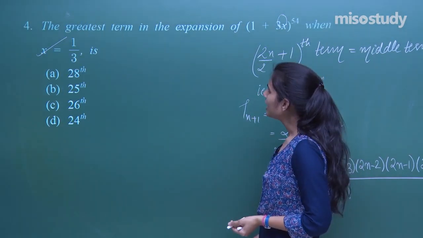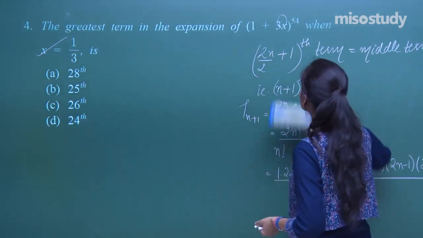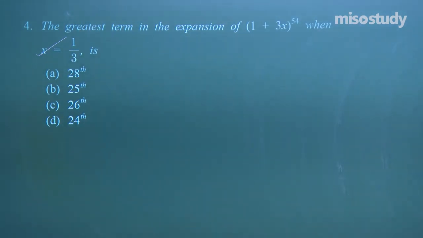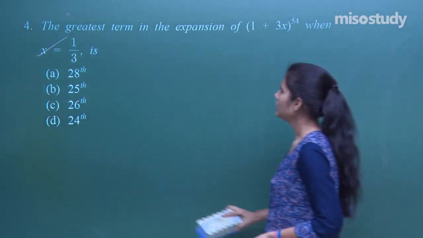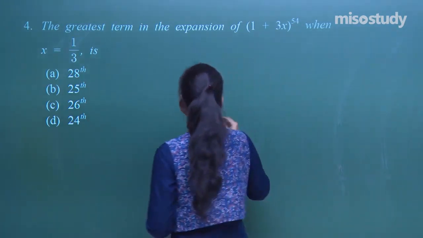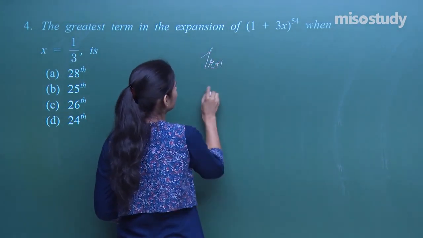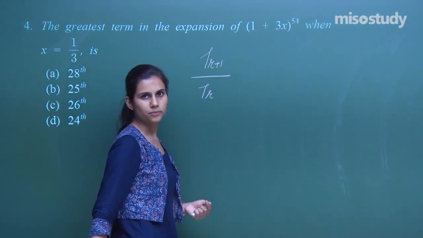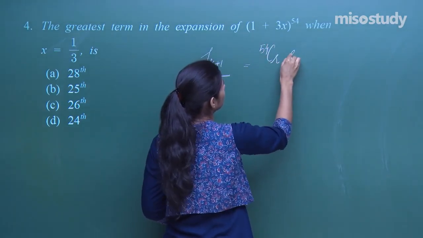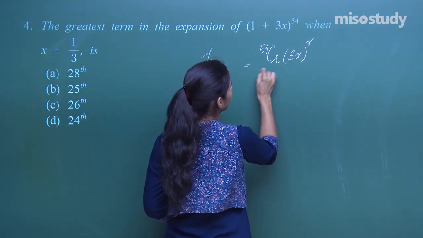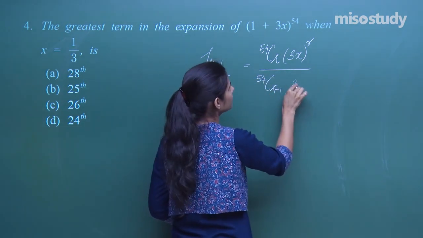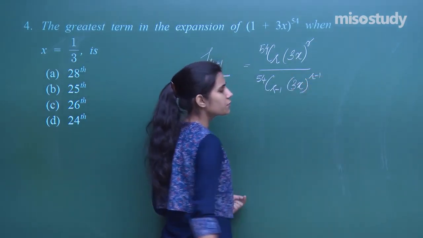Moving on to the next question, we have the greatest term in the expansion of (1 plus 3x) to the power 54 when x is given to be 1 by 3. What is the greatest term? Again, a very basic algorithm is going to come into picture over here. You calculate T(r+1) and you calculate T(r), and then you calculate the ratio. T(r+1) is 54Cr (3x)^r, whole upon 54C(r-1) (3x)^(r-1), which is T(r).